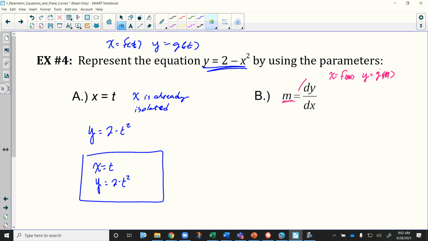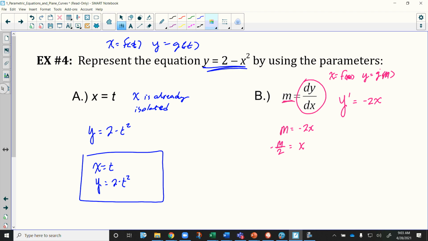Well, this by itself is the derivative of y with respect to x. So this is like saying the derivative of the given function, which would just be negative 2x. So the derivative of y is just negative 2x. That means that m here is equal to negative 2x. Now we have something that we can solve in terms of x. Divide by the negative 2, and you can say negative m over 2, or negative 1 half m, however you want to do it. And we have something in terms of x now.